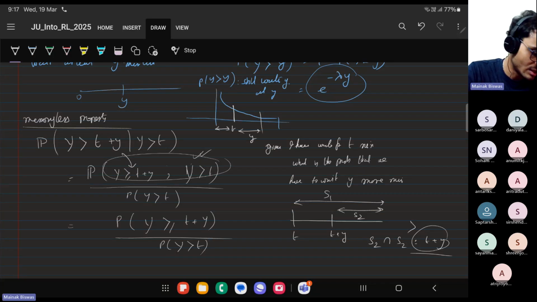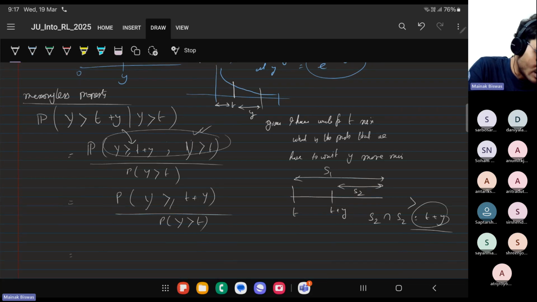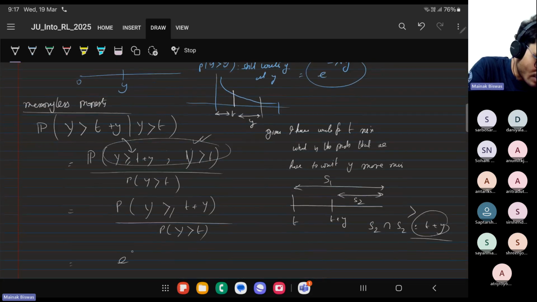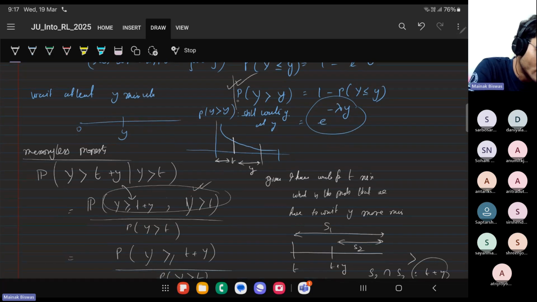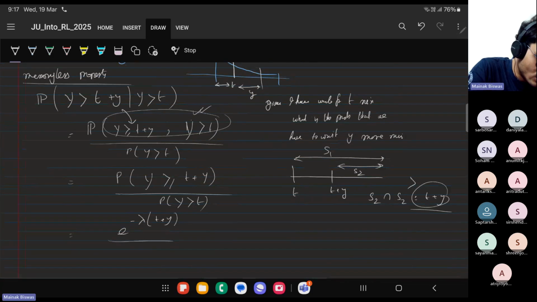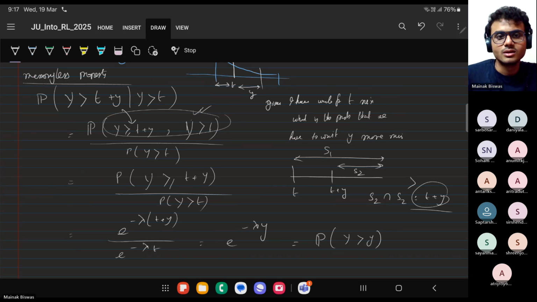I hope it is clear. So this numerator becomes e to the power minus lambda (t plus y). I already found this value here. So I'm using this equation, divided by e to the power minus lambda t, which is equal to e to the power minus lambda y. Do you agree this is equal to the probability of Y greater than y? Yes or no?